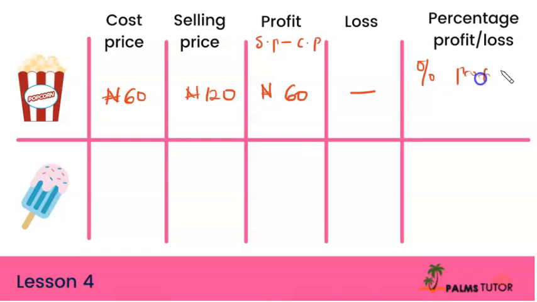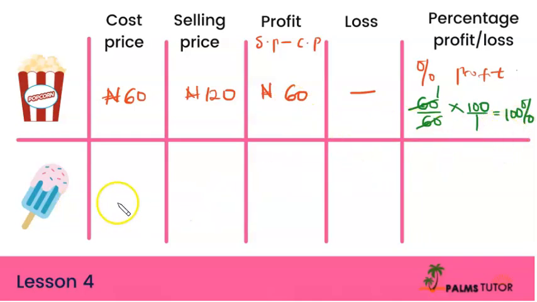Percentage profit. So how do we calculate that? We are comparing our profit against the cost price. So what's our profit? 60. What's the cost price? 60. And of course we multiply by 100 over 1. 60 cancels 60. We have 1, we have 100%. Beautiful. Can you see? Which means that the whole of what was invested was gotten back. This is beautiful. 100% profit.